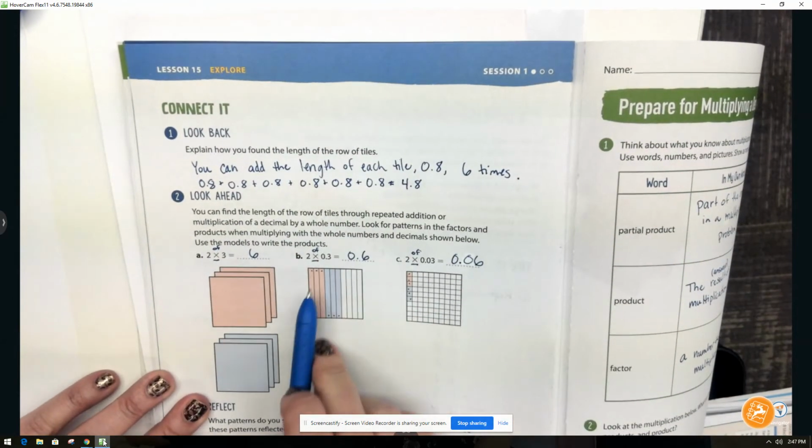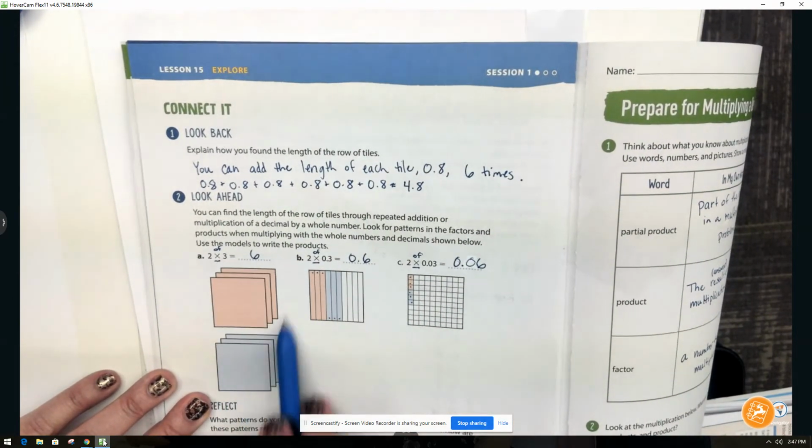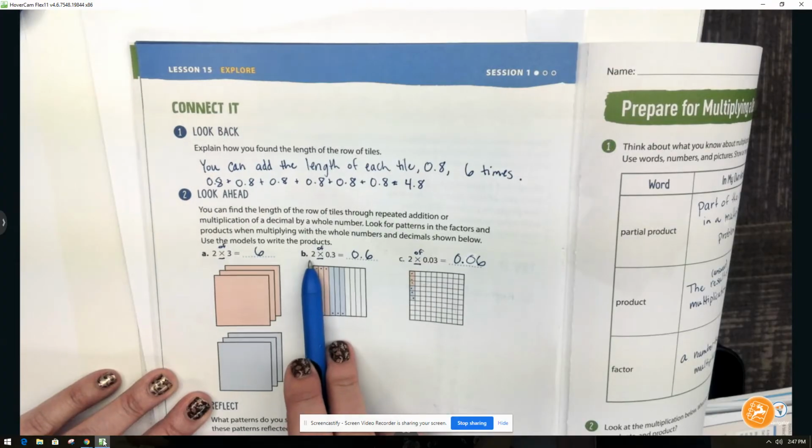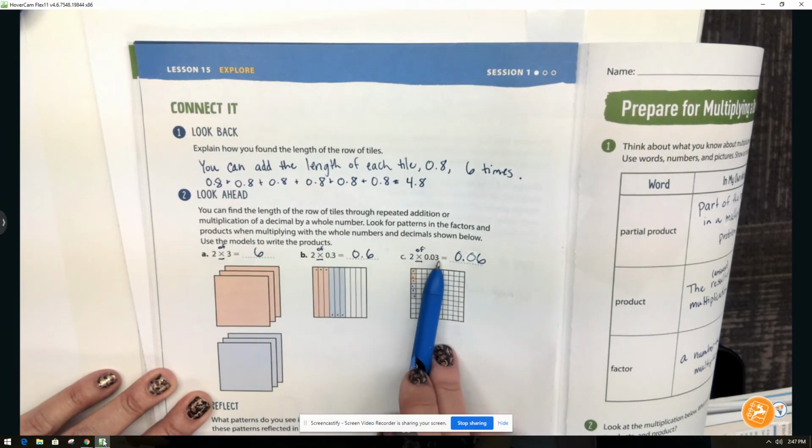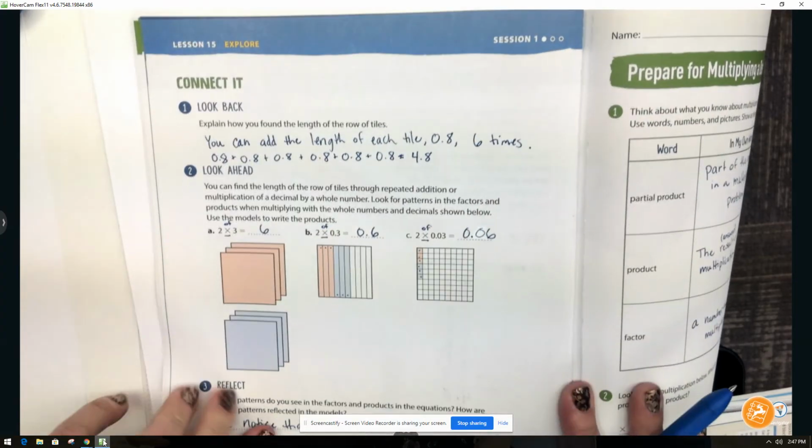So 2 times 3 is 6 wholes. 2 wholes times 3 wholes. 2 wholes times 3/10 is 6/10. 2 wholes times 3/100 is 6/100.